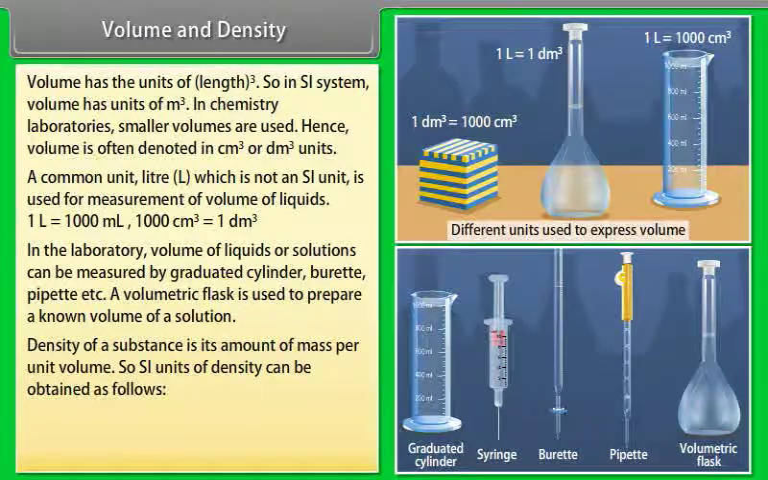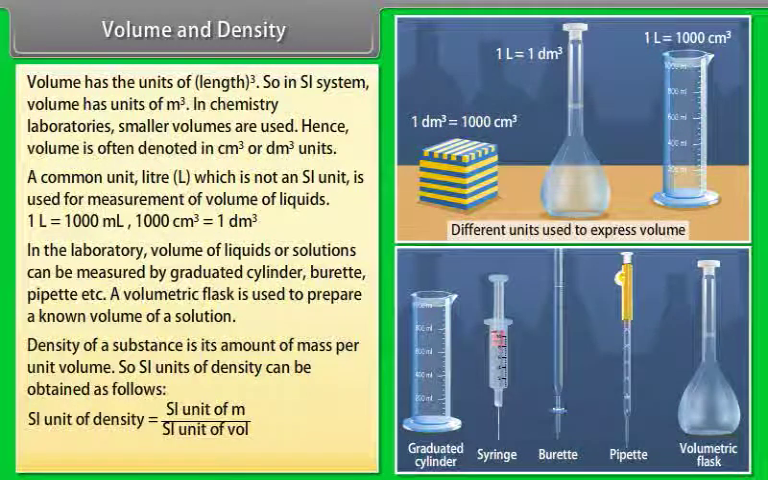Density of a substance is its amount of mass per unit volume. So, SI units of density can be obtained as follows. SI unit of density is equal to SI unit of mass upon SI unit of volume, which is equal to kg m raised to the power minus 3, or g cm raised to the power minus 3.